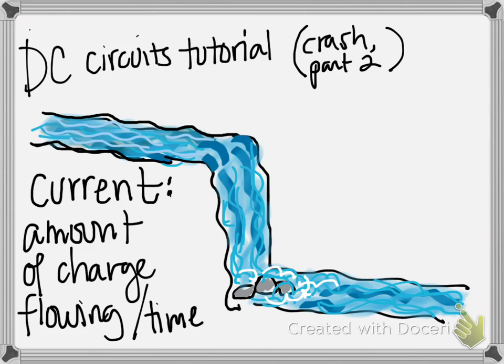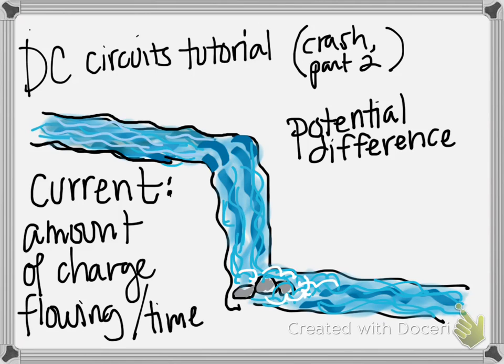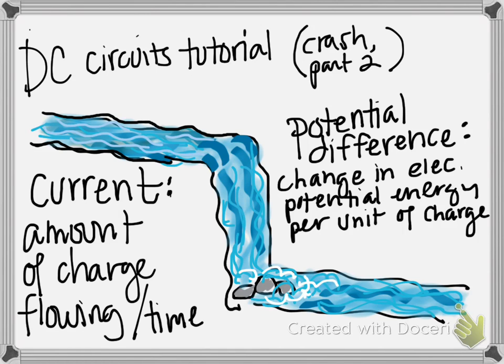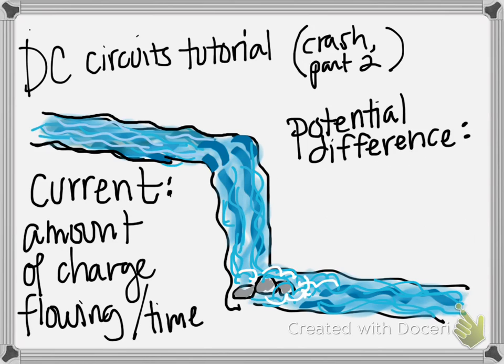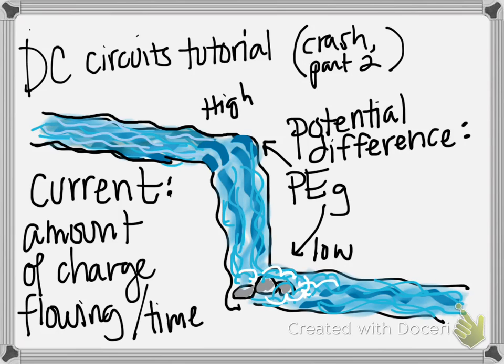Now we want to talk about what happens when that river heads over a waterfall. This is potential difference. Potential difference is defined as the change in the electrical potential energy per unit of charge, but that's not very helpful. The most helpful analogy to understand potential difference may be that of gravitational potential energy, our old friend PEG. We all understand that when water flows over a waterfall, it goes from an area of high potential energy to an area of low potential energy, and a circuit can be thought of in much the same way.